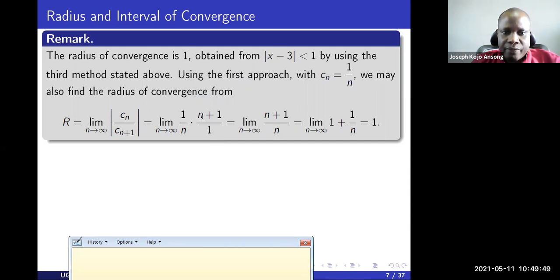from here. So n cancels this. You have 1 plus 1 over n. Find the limit. This guy goes to 0, so you have 1. So r is equal to 1. The radius of convergence is 1.